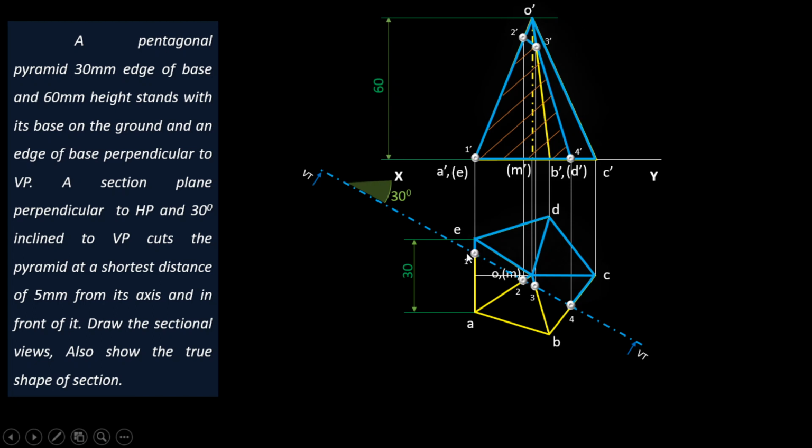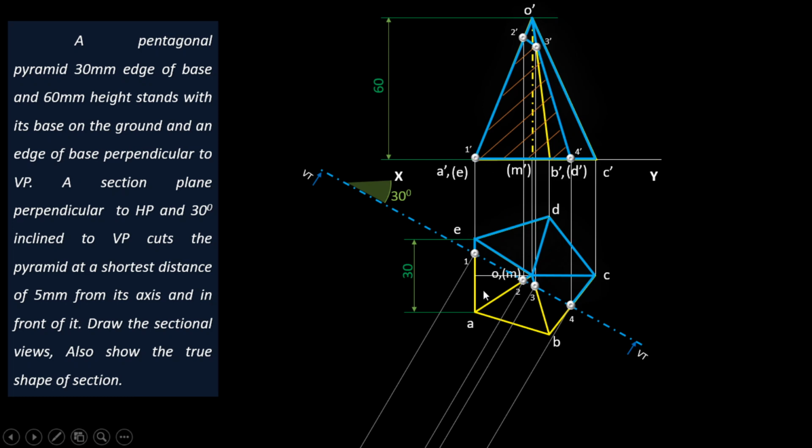So the first step is draw the projectors through the points 1 2 3 and 4, and those projectors should be perpendicular to the section plane, right? That means the projectors should be perpendicular to the line and should pass through 1 2 3 4 like this. Okay, I have drawn the perpendiculars 1 2 and 3 4. So we need to find the section points in the true shape of section. That means measure the distance from XY line to the front view point.